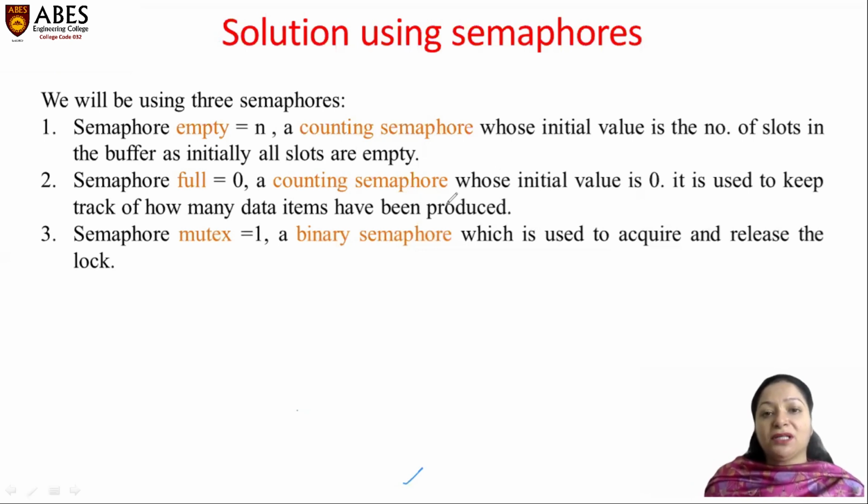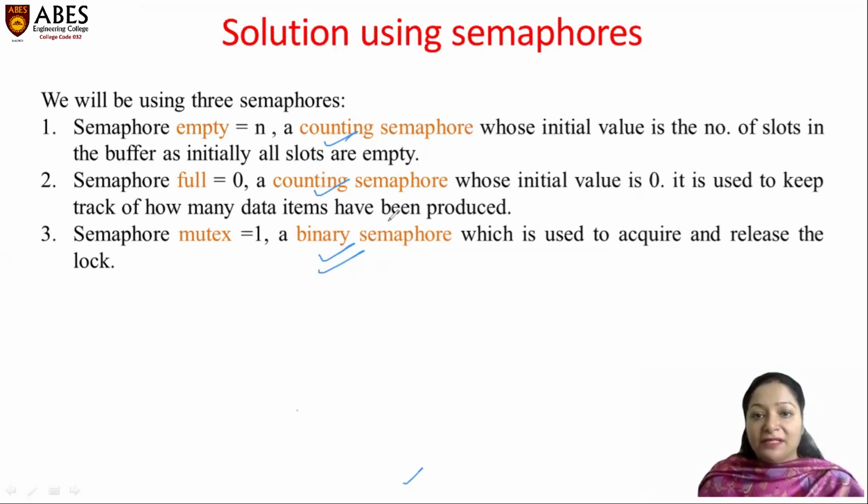Now to solve the producer consumer problem using semaphores, we are taking 3 semaphores, of which 2 are counting semaphores and 1 is a binary semaphore. We already discussed the types of semaphores. A binary semaphore can take only the value 0 or 1, whereas a counting semaphore can take any value, and a semaphore is basically an integer variable which can be used with 2 operations, that is wait and signal.